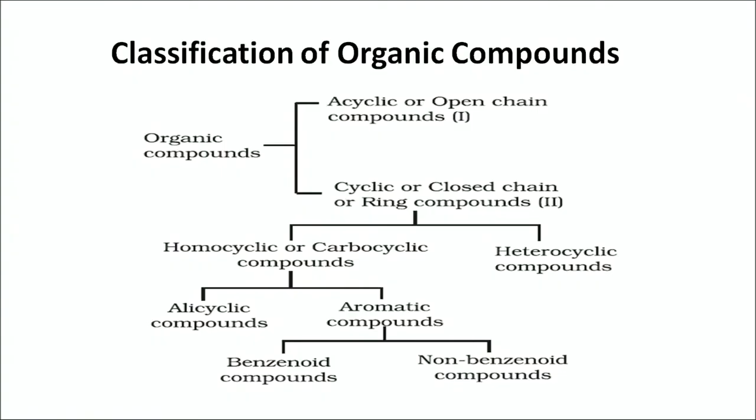Now, let us classify organic compounds. Organic compounds can be classified into acyclic or open chain compounds and cyclic or closed chain or ring compounds. Cyclic compounds can be further classified into homocyclic or carbocyclic compounds and heterocyclic compounds. Homocyclic compounds can further be classified into alicyclic compounds and aromatic compounds, and aromatic compounds into benzenoid and non-benzenoid compounds.